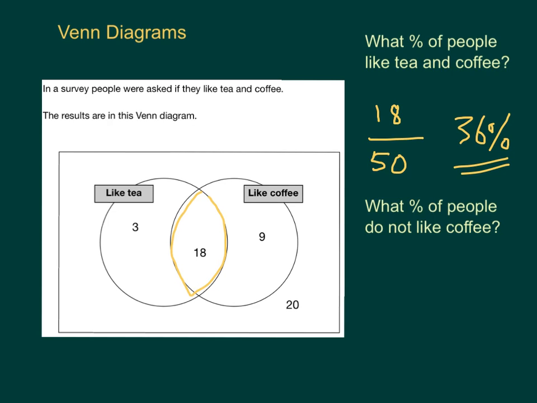And for the second question, to work out how many people don't like coffee, I have to work out which ones are outside of this circle, which are, of course, the 3 that just like tea, and the 20 that don't like tea or coffee. So I'm looking at 23 out of a total of 50, which is, of course, 46%.